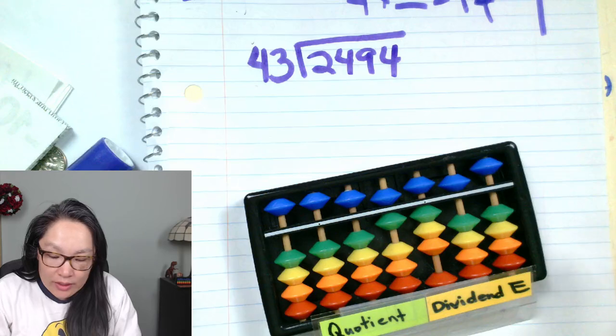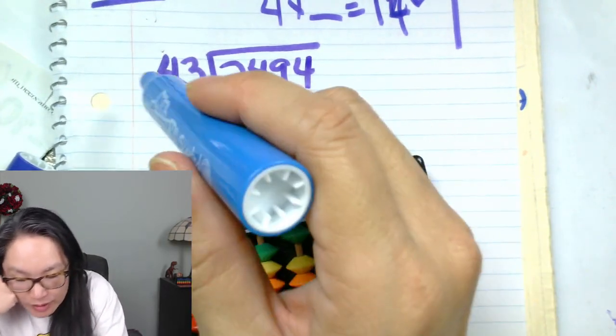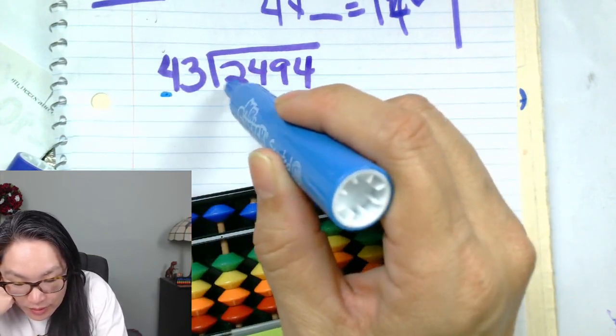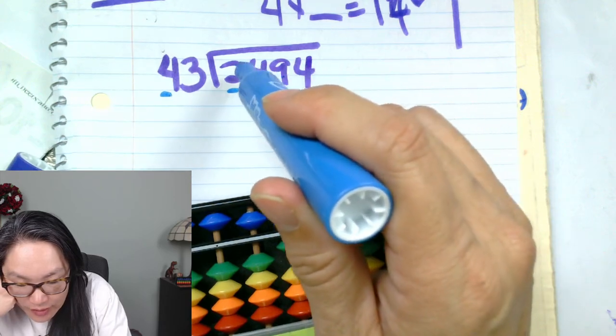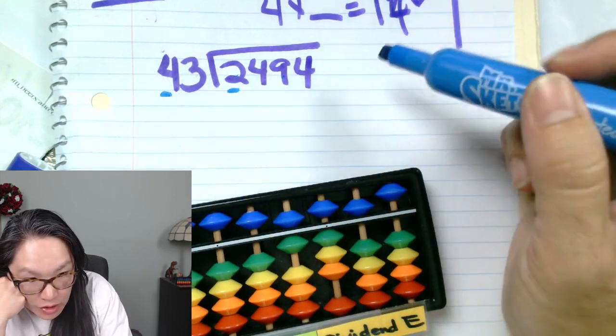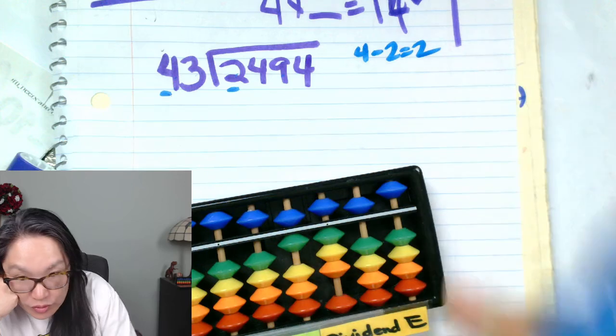So here we do it in the abacus world. We actually do one at a time. We take away one, we try one. That's what we're going to do. So the first thing we're going to do is we're going to understand 1, 2, 3, 4, 1, 2. So 4 take away 2 is equal to 2.